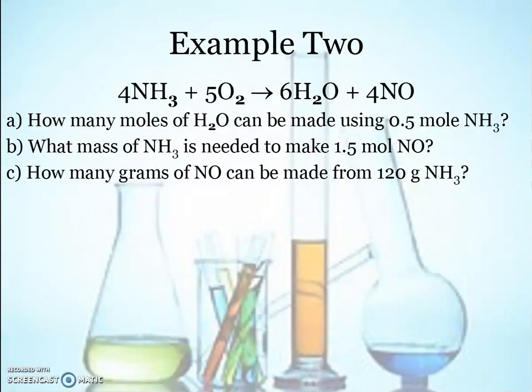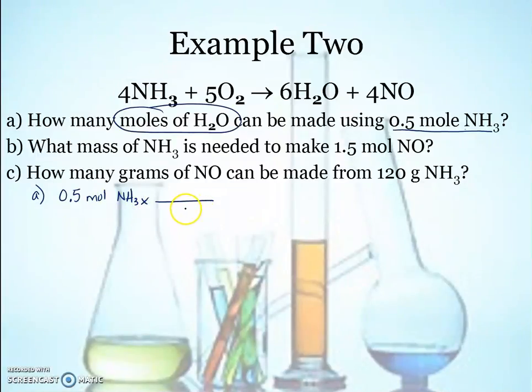So example 2 says how many moles of H2O can be made using 0.5 moles of ammonia. Okay, so we're looking for moles of H2O. We're using 0.5 moles of ammonia. We set this up, and on the bottom of the next fraction, we put moles of ammonia because we want that to go away. Okay, what are we putting on top? Well, we're going to put moles of H2O because that's what we're looking for. All right, numbers that go here would be our mole ratios. So that's going to be a 4 to 6. 4 NH3 to 6 H2O. Moles of NH3 cancel. I'm left with moles of H2O.